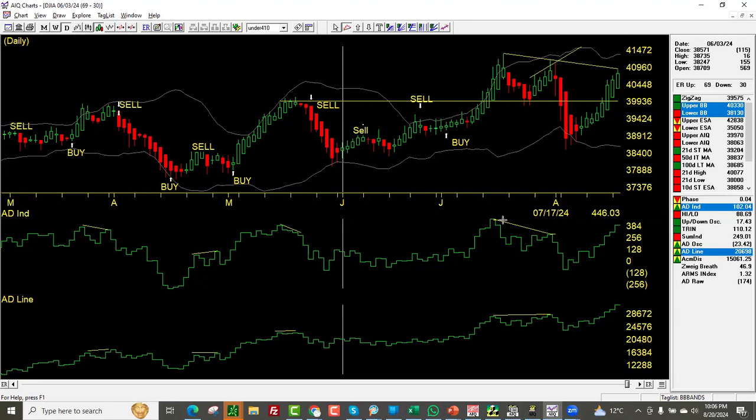Notice the AD indicator is already heading down before we had this move to the downside, whereas the AD line wasn't giving us a great deal of information. So it's a contest between these two, and I think the AD indicator definitely seems to come out on top. So that's a good place to start from. I mean, it doesn't give us the whole picture, but it gives us some insight into topping and bottoming areas in the Dow Jones Industrial Average.